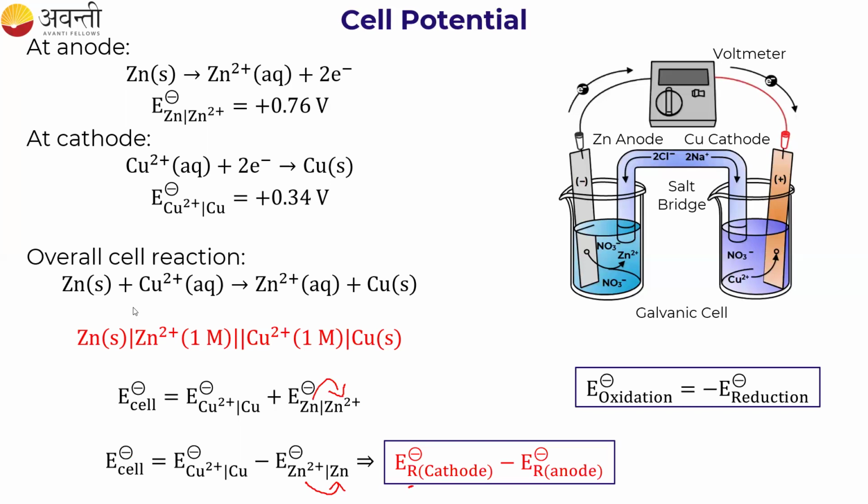This R denotes the reduction potential. This is a very important formula for solving many numericals, to find the E naught cell: reduction potential value of cathode minus reduction potential value of anode. Just take a note of it. Very, very important. Now let's go to the next slide.